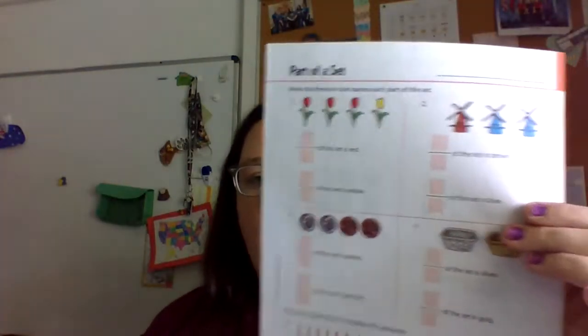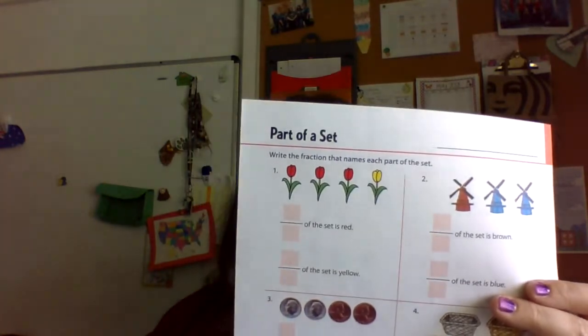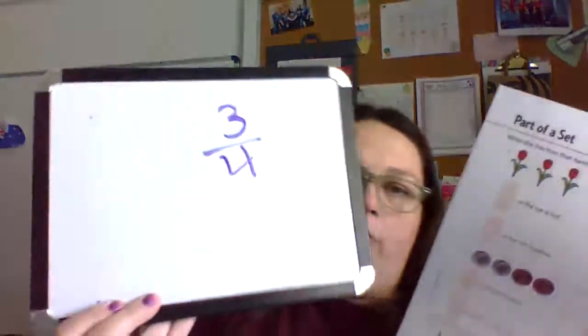All right, cool. So we're going to talk about the last of your math for this section. We're doing parts of a set. So if you have these flowers and 3 of them are red, but there are 4 altogether, it's only 3 of 4. So do you see how it has that red there?